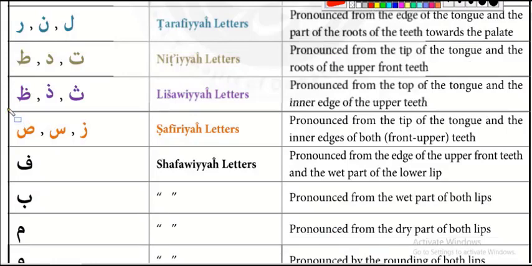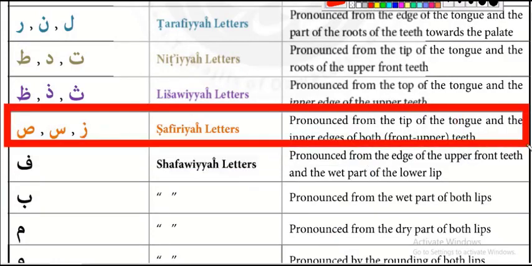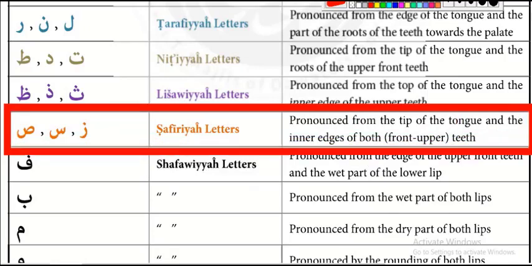Haruf safiriya. I highlight them with the red color. These haruf safiriya, I highlight them. There are 3 in number. They are za, sin, and sad. 3 haruf safiriya. The group of these 3 letters are safiriya letters.